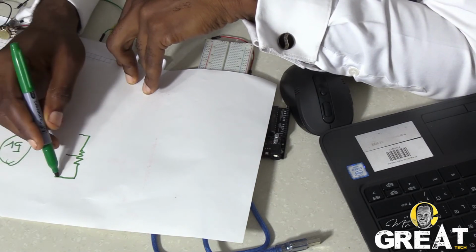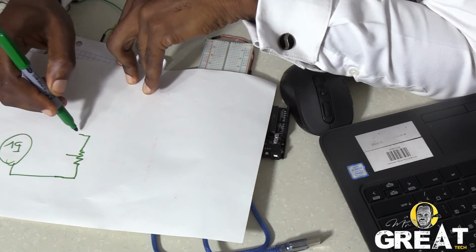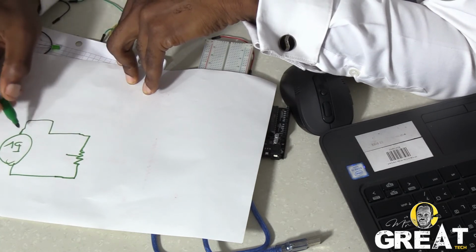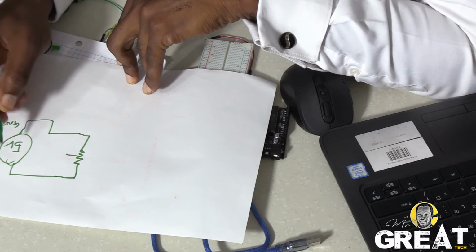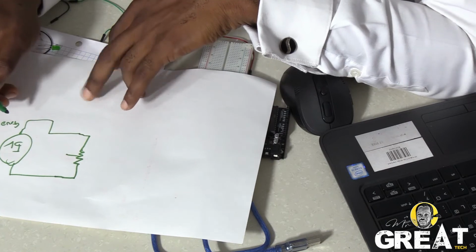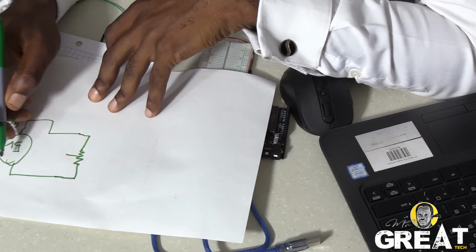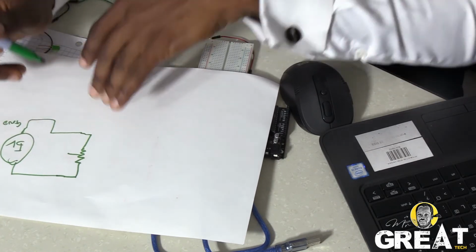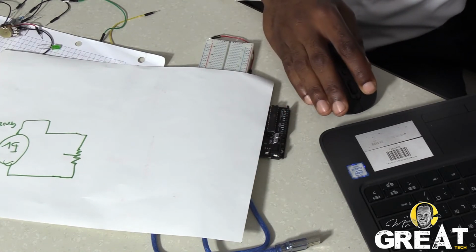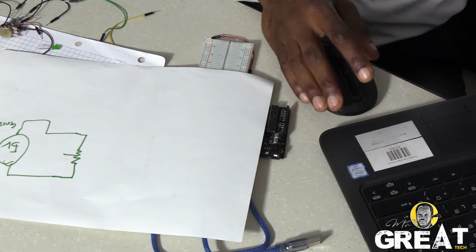5 volts. This one comes to this place, and this one comes to the ground. This is ground. This is 0 volts. We use what pin? Read pin.